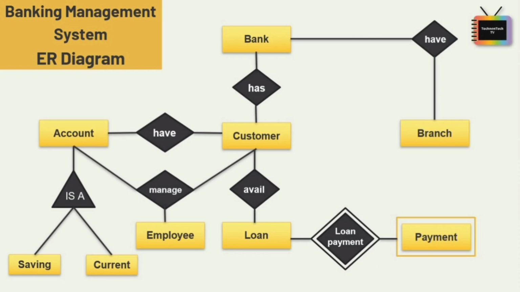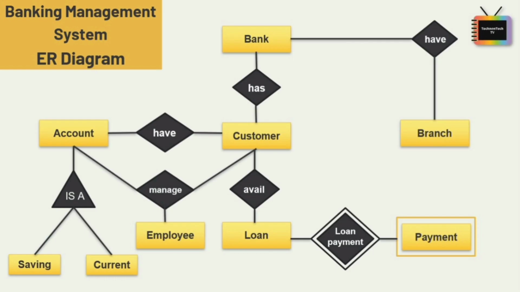So weak entity is depend on strong entity to ensure the existence of weak entity. So in this ER diagram, payment is the weak entity. Loan payment is the identifying relationship. So primary key of the loan along with the partial key would be used to identify the records. So weak entities are represented with the double rectangular box in the ER diagram, and the identifying relationships are represented with a double diamond. Partial key attributes are represented with dotted lines.